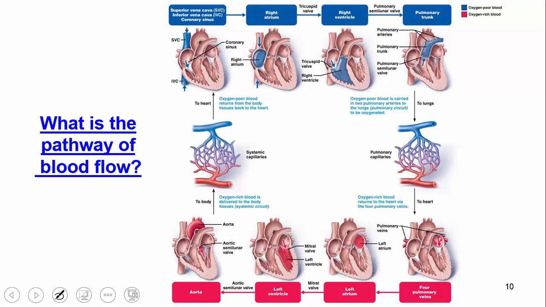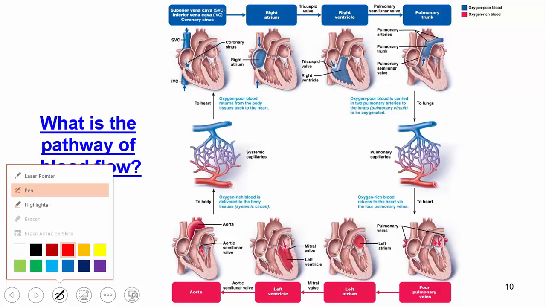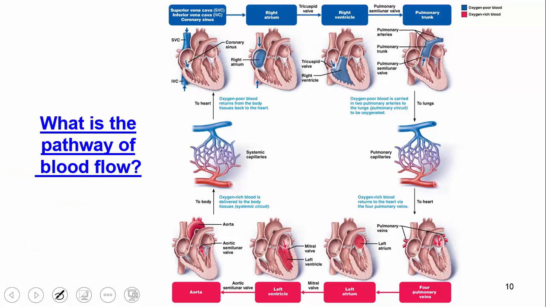So where are we starting? Let me get off the red and blue so we don't get confused. We're starting right in here. Blood is coming in. It has no oxygen. It's coming into the body through the vena cava. Superior just means from the top. Inferior means from the bottom. I think you guys got that now. So it has no oxygen.